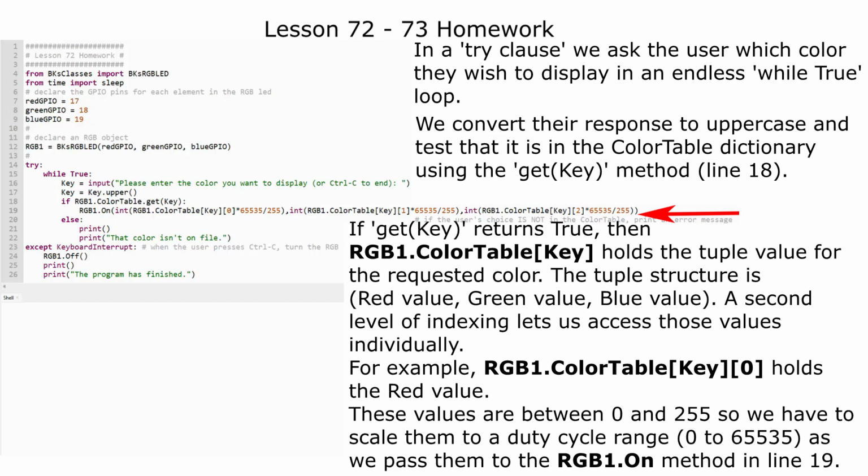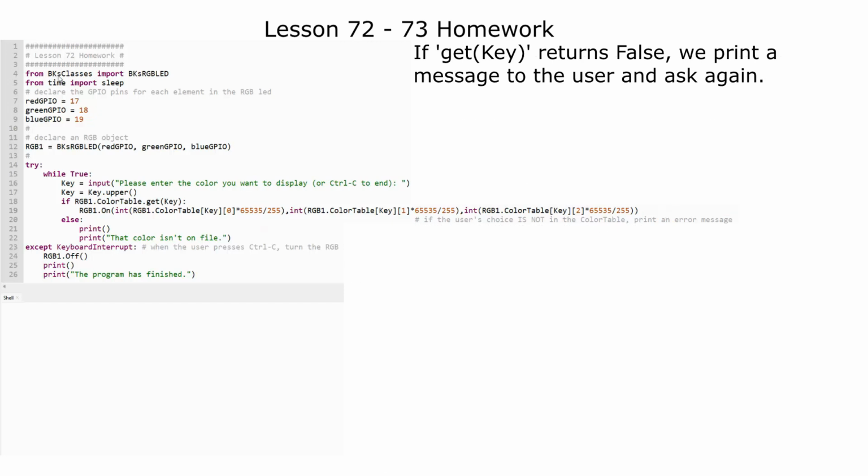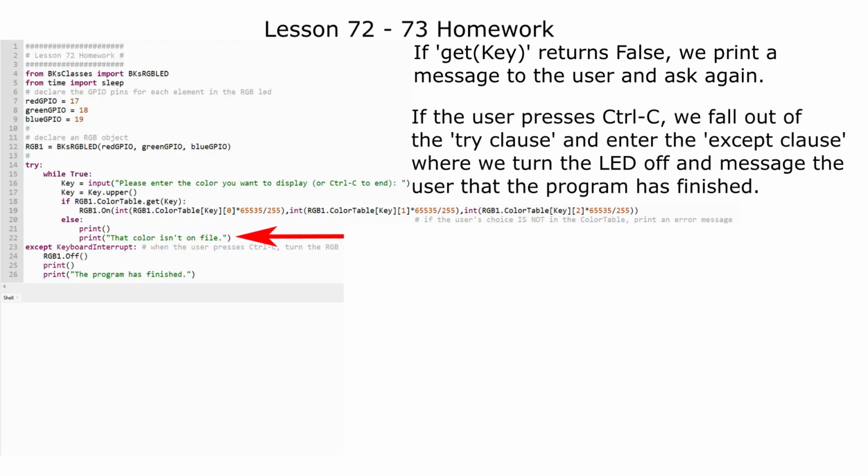These values are between 0 and 255, so we have to scale them to a duty cycle range of 0 to 65535 as we pass them to the RGB1 on method in line 19. If getKey returns false, we print a message to the user and ask again. If the user presses Ctrl+C, we fall out of the try clause and enter the except clause, where we turn the LED off and message the user that the program has finished.